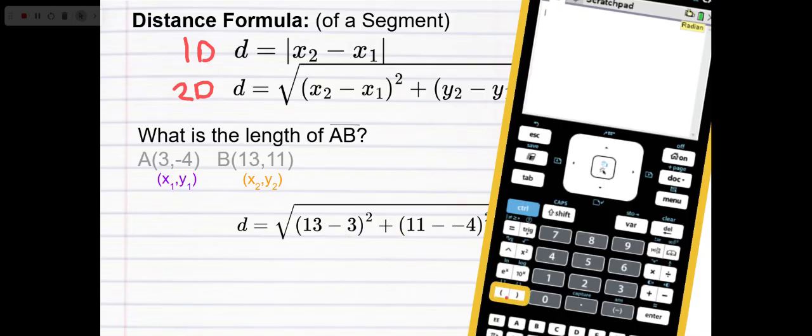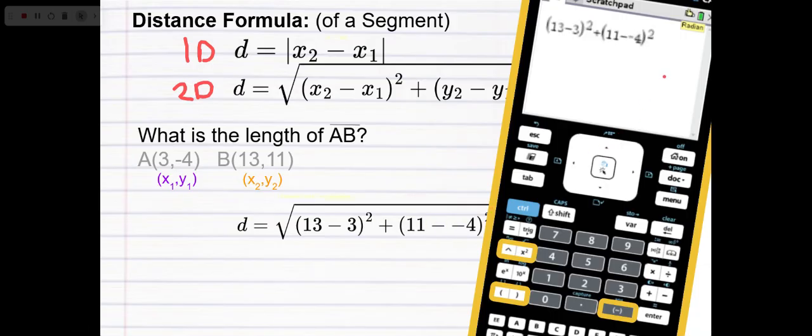Make sure you use your parentheses. Make sure you use your exponent or caret if you would prefer the caret to raise it to the second power, that's fine. I like to use the x squared button. And then make sure when you're subtracting a negative, you use the minus sign for subtract and you use the negative sign for the 4. Otherwise, it might think you're trying to multiply numbers together here.